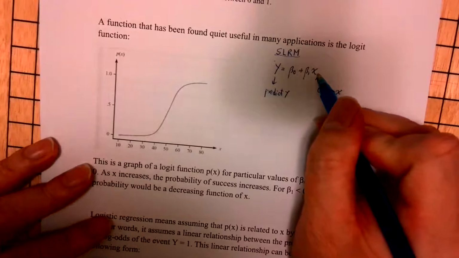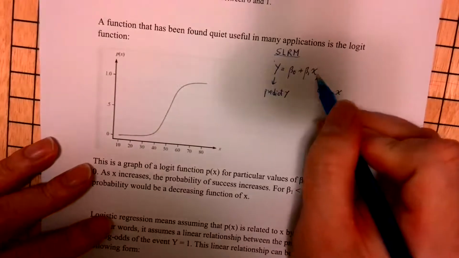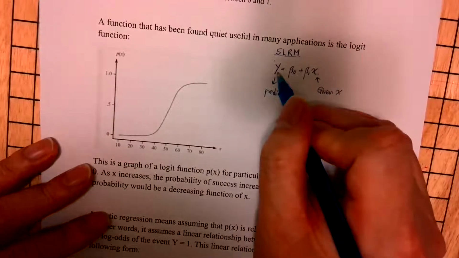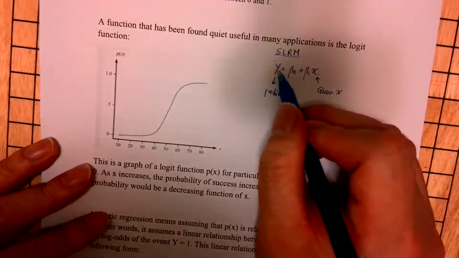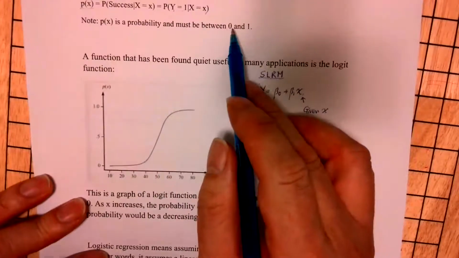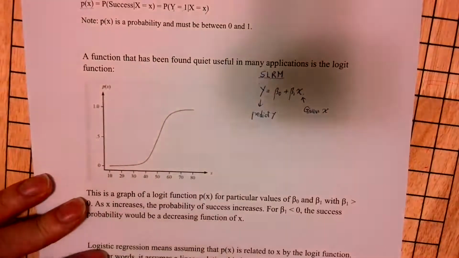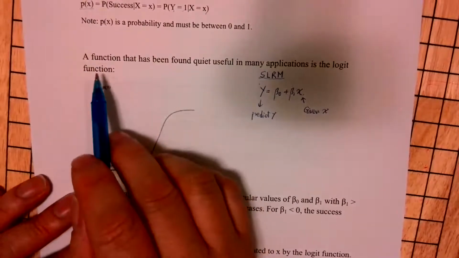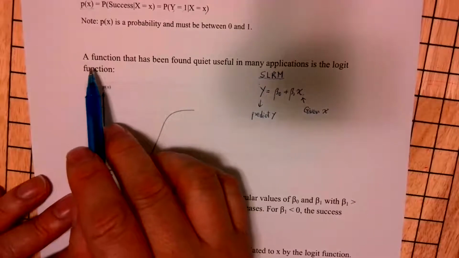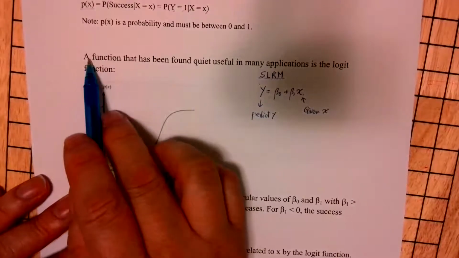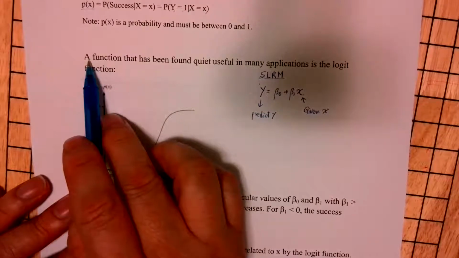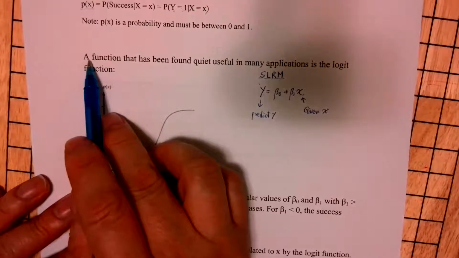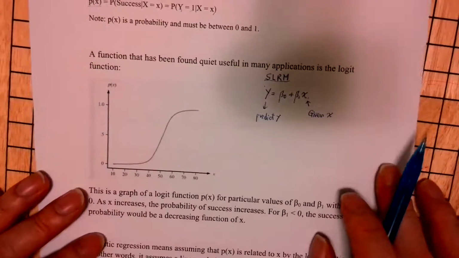Now, if x is a continuous variable, y is also continuous. There is no way you can restrict y between 0 and 1. That is a problem. But that problem can be solved if we find a nonlinear transformation. And the function we're going to use for that nonlinear transformation is called the logistic function, okay? So let's look at the logistic function.